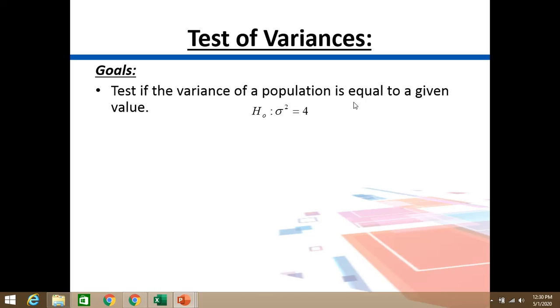We don't want the variance of something to be greater than some limit, so we want to test that. This kind of situation is known as the one sample test of variance.